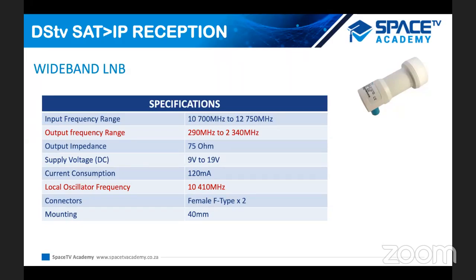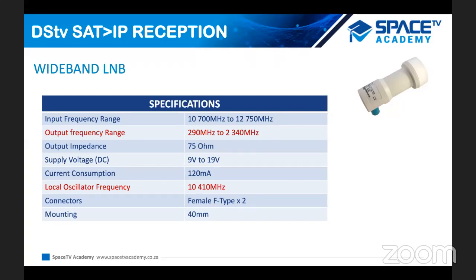There's no switching voltage, just like in a normal legacy type LNB. The current consumption depends on the manufacturer. This is spec'd on the MultiChoice branded wideband LNB as 120 milliamps. And then the other important thing is that the oscillator, which we are used to being 9750 and 10600, the two oscillators in a standard universal LNB, the wideband LNB has a single oscillator at 10,410 megahertz.